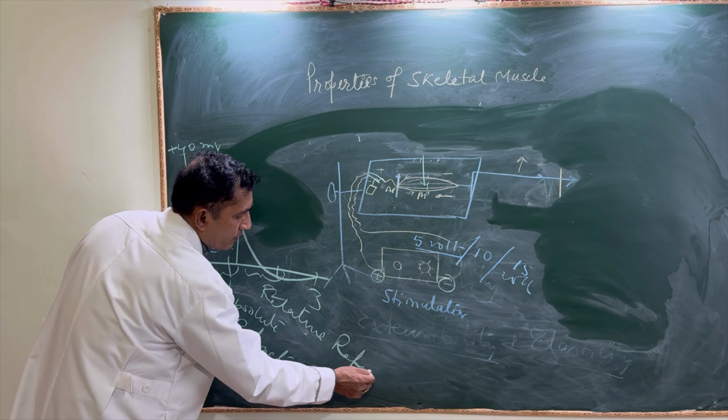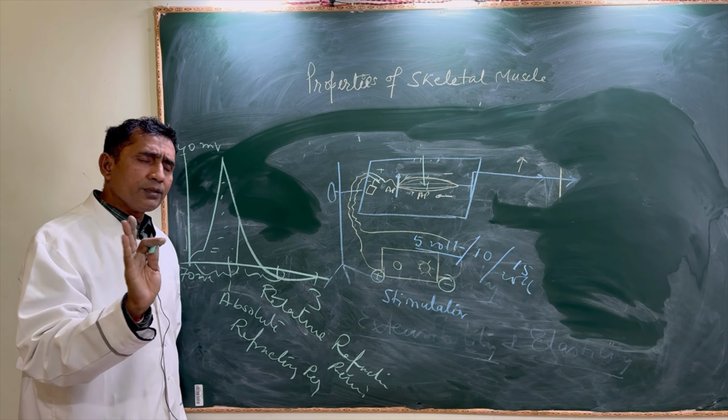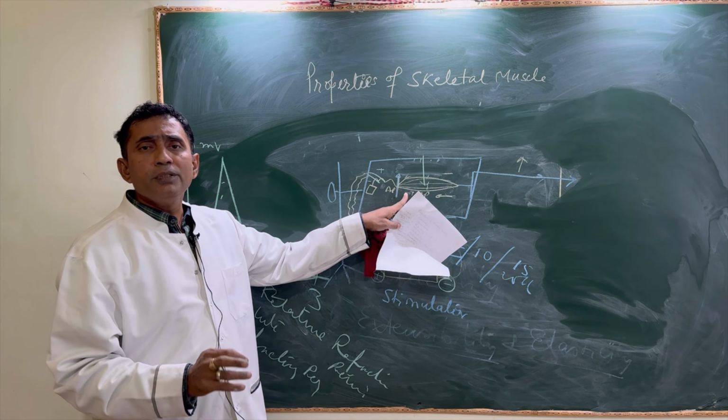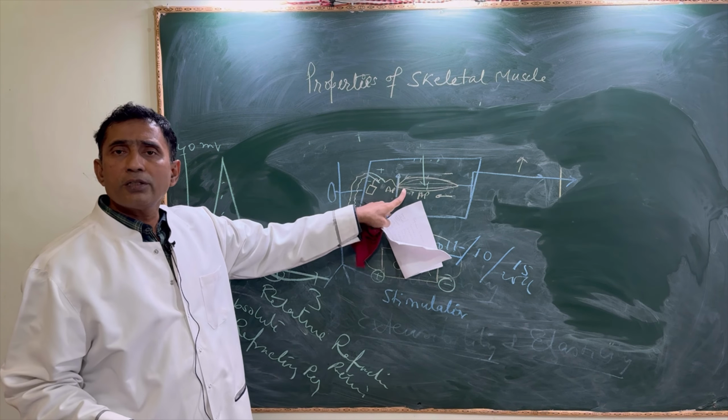Now try to understand what I am saying. In this absolute refractory period, if we provide a second stimulus, whatever the strength may be, even if you send 50 volts instead of 5 volts, the muscle will not respond. That means there will be no contraction and relaxation. If we provide the second stimulus in the absolute refractory period, this muscle will not respond.